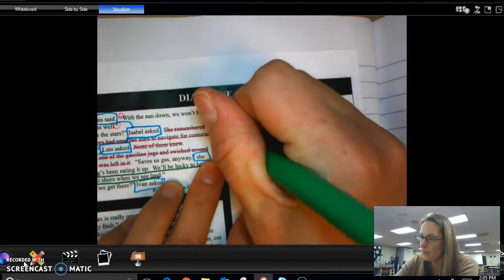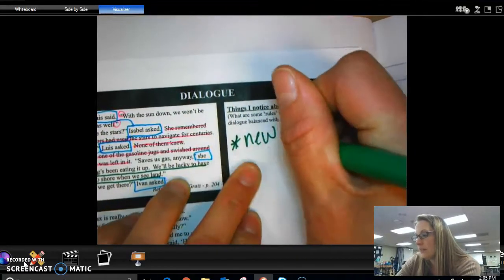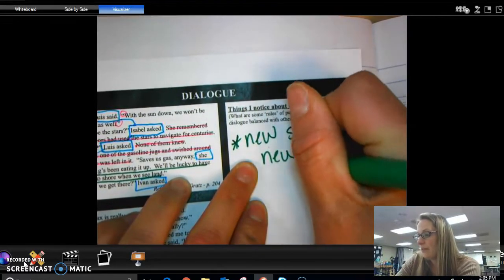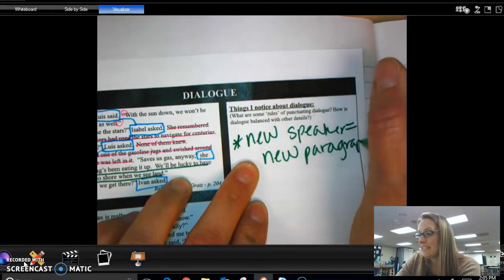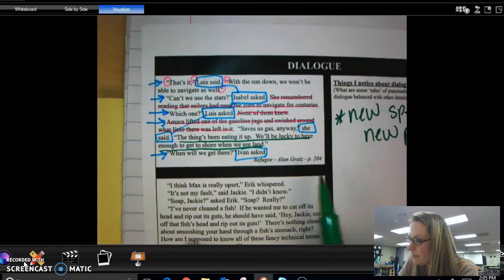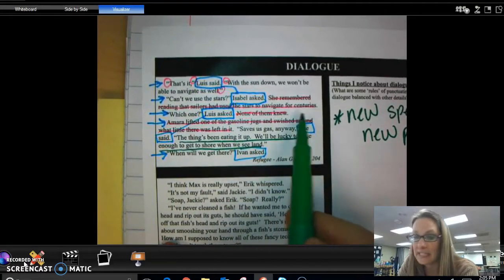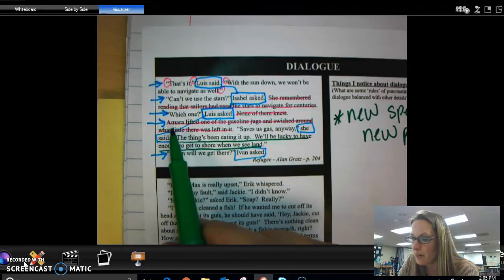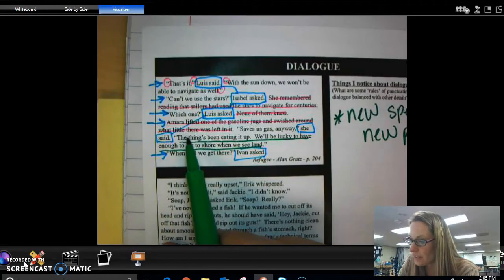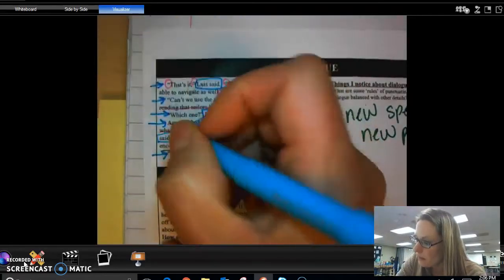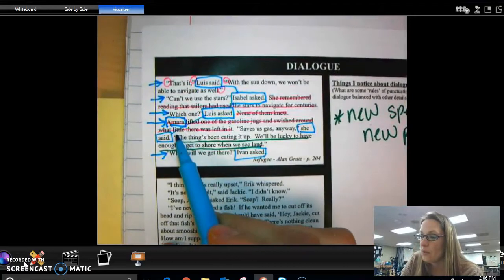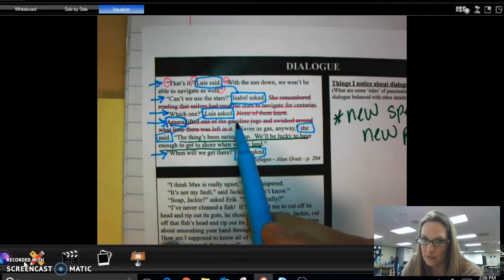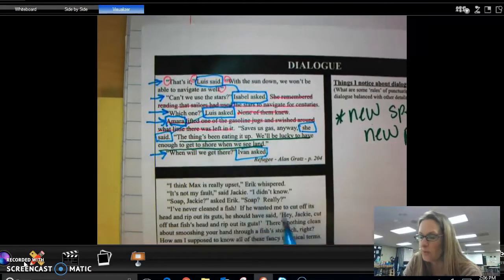So in things I noticed, one thing I noticed is that new speaker equals new paragraph. And they did that every single time. It didn't matter that Luis only had one line and it didn't even go all the way across. The fact that in the next line, this is about Amara, and Amara's talking, they kept all of that together. So this wasn't still about Luis lifting one of the gasoline jugs. We switched the character there and so made a new paragraph.